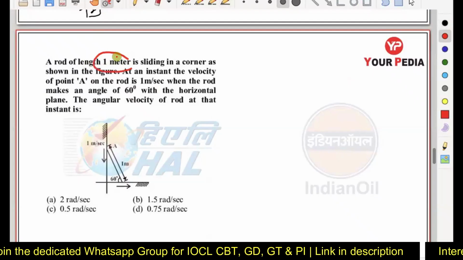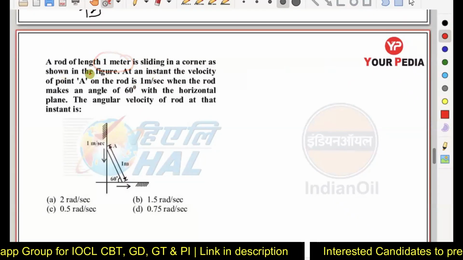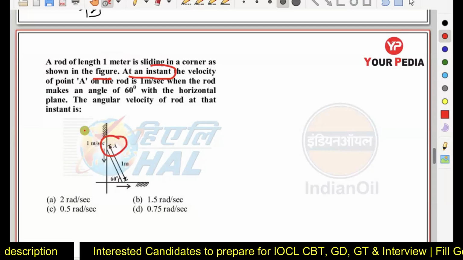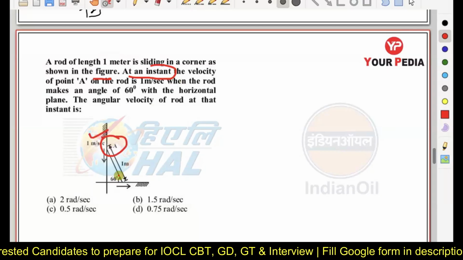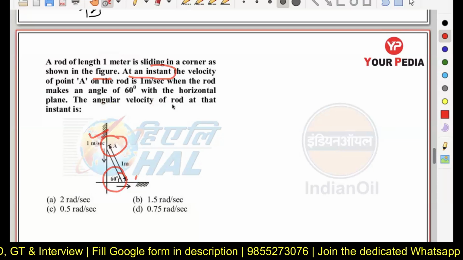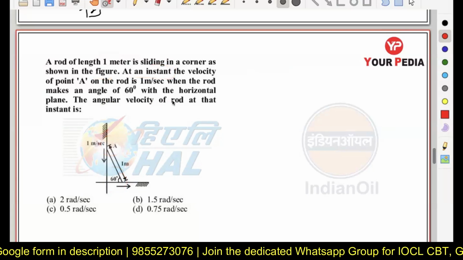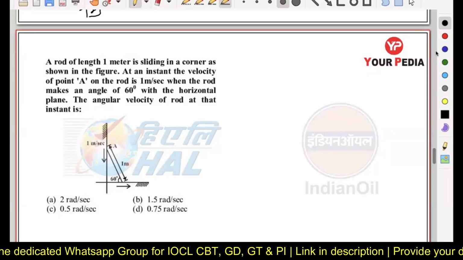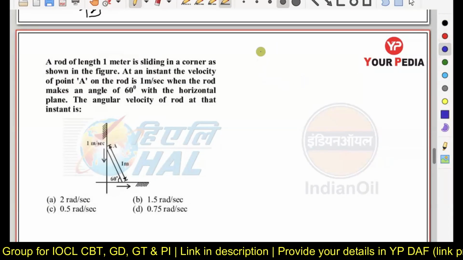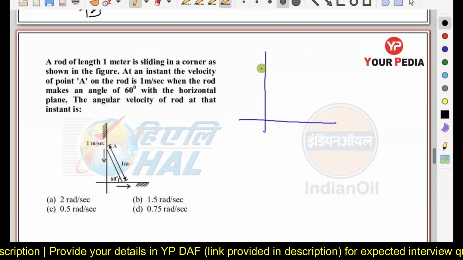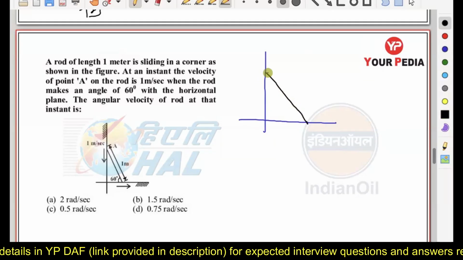A rod of length 1 meter is sliding in a corner as shown in the figure. At an instant, the velocity of the point A on the rod is 1 meter per second when the rod makes an angle of 60 degrees with the horizontal plane. The angular velocity of the rod at that instant we have to calculate. Now just see. This question is asked many times in exams, in the GATE exam, in the ESE exam, as well as in the PSC exams. Okay, and that's a very simple question actually.